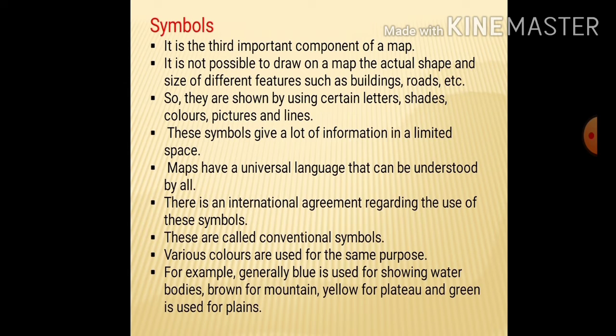So internationally an agreement has been made that the same symbols are used for things like bridges, temples, rivers, land boundaries, country boundaries and state boundaries. Various colors are also used for the same purpose. For example, generally blue is used for showing water bodies, brown for mountains, yellow for plateaus and green for plains.